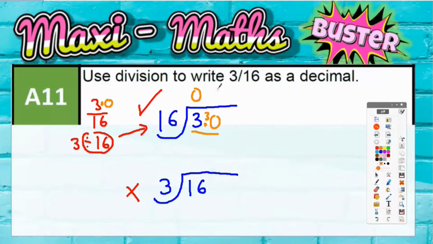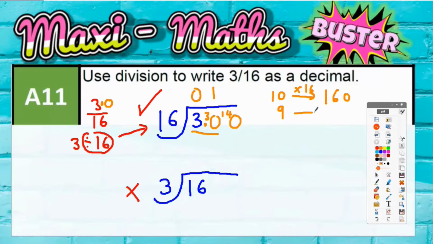16s into 30 goes once, that's 16, with 14 left over. So you carry the 14. You can't put the 14 in an empty column, so you put a 0 to go with it. And now we've got something a bit tricky. We've got 16s into 140. Well, you could start with 10/16s. So 10 lots of 16 is 160. So you could work backwards from there.